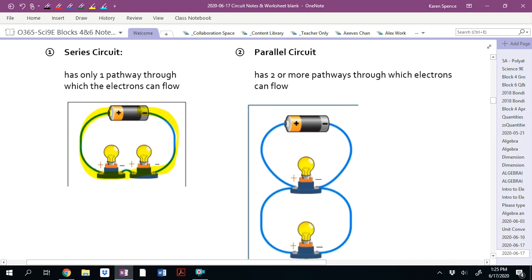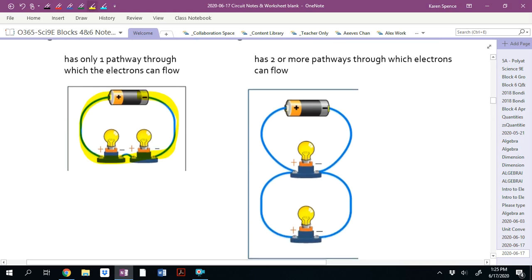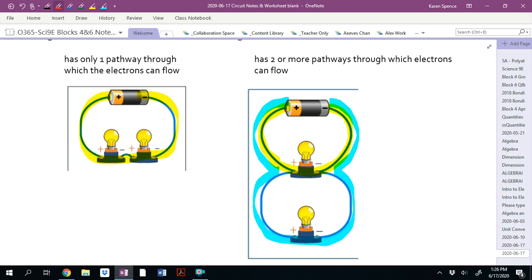Now, if we have a parallel circuit, the electrons can either flow, and I should draw them coming from the negative, they could go this way and back here, or they could go this way, and instead of going through that light bulb, they go through this light bulb. Notice that some of the electrons go through bulb A, the ones that are colored yellow, and some of the electrons go through bulb B, the ones that are colored blue.